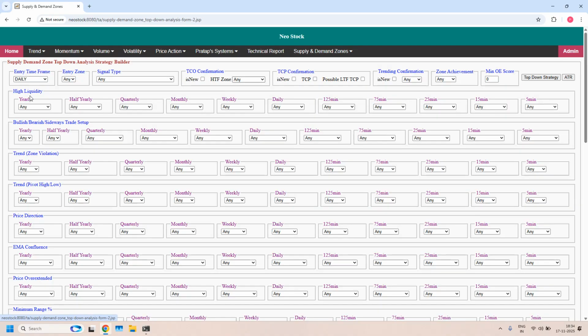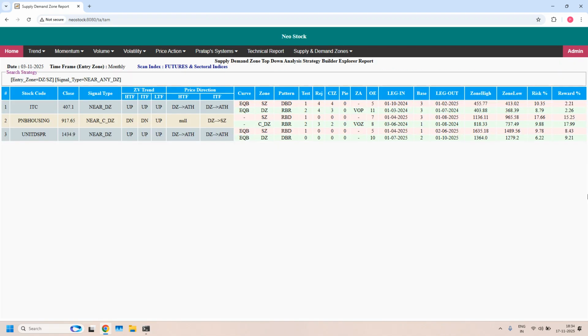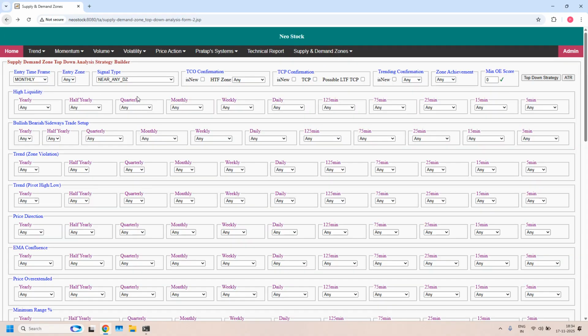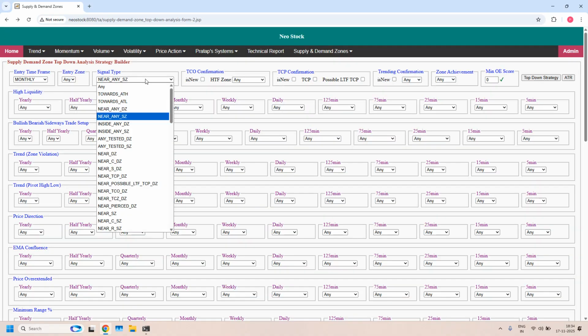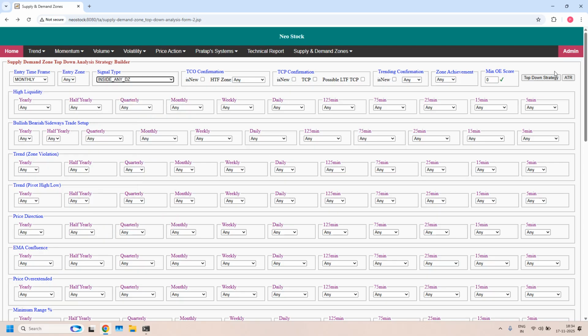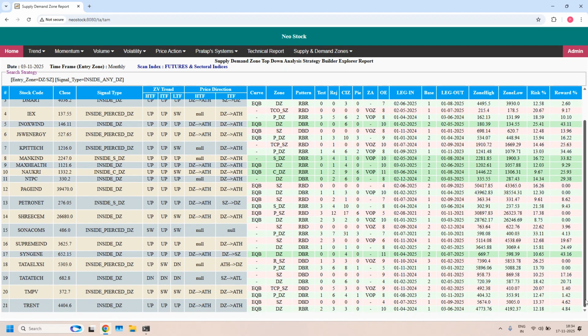Next time frame is monthly. Stocks near to the monthly demand zone. We got 3 stocks. Next, stocks near to the monthly supply zone. We got 1 stock. Next, price closed inside the monthly demand zone. First 18 stocks in the list. Scrolling the list down, we got 21 stocks.